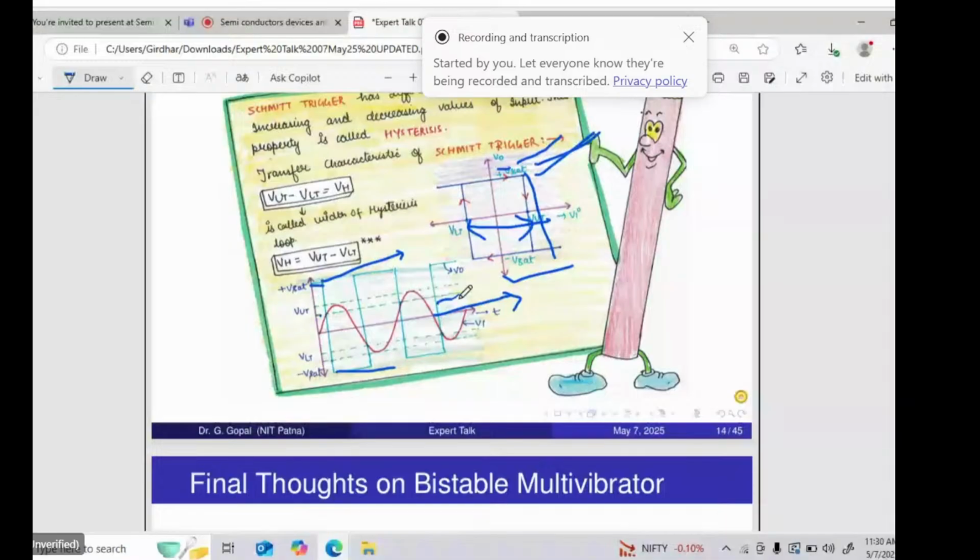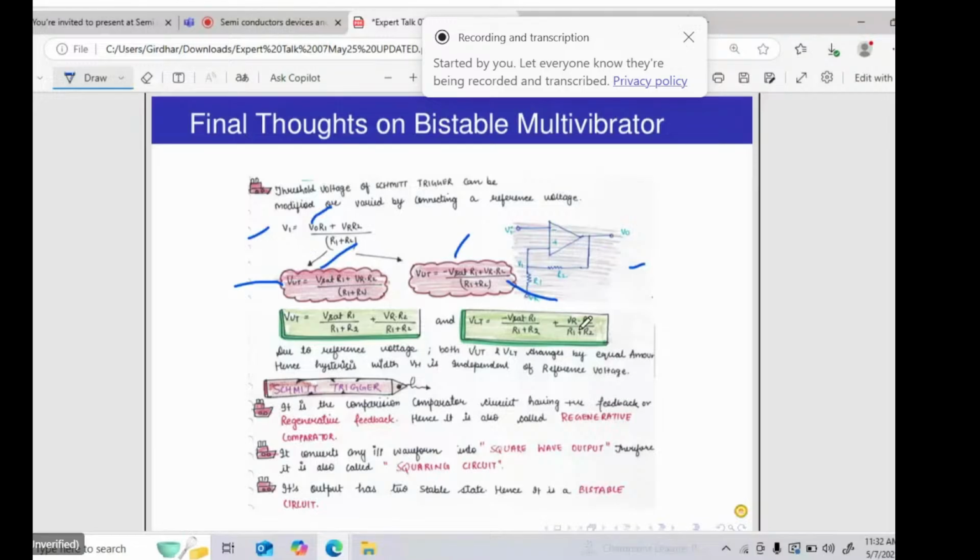Now in this case, we know V0 is either plus Vsat or minus Vsat, so we can find the upper trigger voltage and lower trigger voltage. So for this circuit, you can also define the hysteresis curve. We can finally conclude about the bistable multivibrator: it converts any waveform to a square waveform, and it has two stable states only. That's why it is named a bistable circuit, and it is also known as a regenerative comparator because of positive feedback.